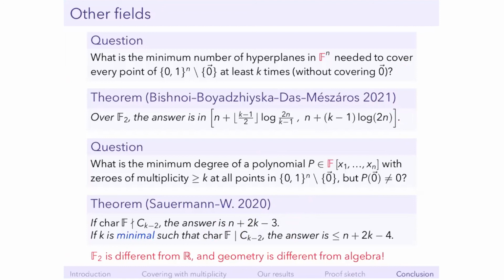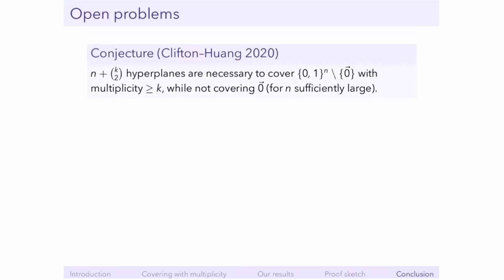Okay, so to wrap up, I just want to leave you with a couple of open problems. So the first open problem is this conjecture of Clifton and Huang that I started with. The conjecture, again, is that if I want to cover every vertex of the hypercube to multiplicity at least k while not covering the origin, then I need at least n plus k choose 2 hyperplanes. And yeah, so my first open problem is to prove this conjecture, or to disprove it maybe. I think it's probably true, but I don't know.